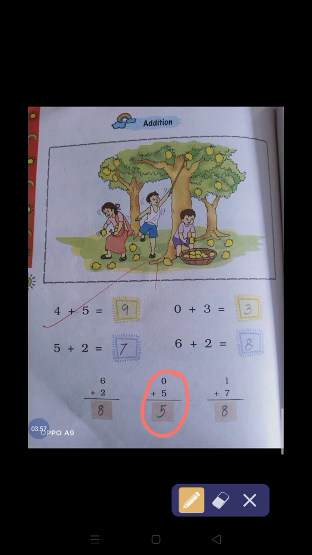Next we need to add 7 to 1 or 1 to 7. 1 plus 7 equal to 8. So dear children, I hope everyone understood. Next we move on to the next page.